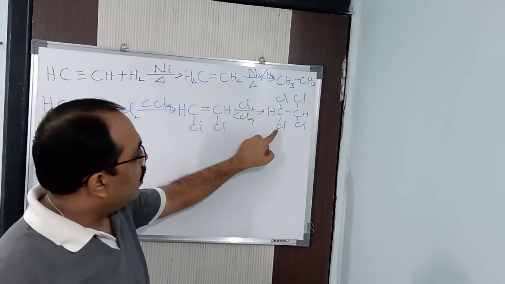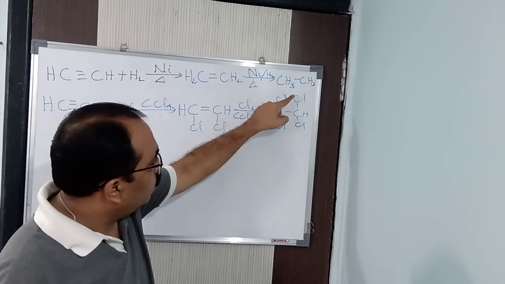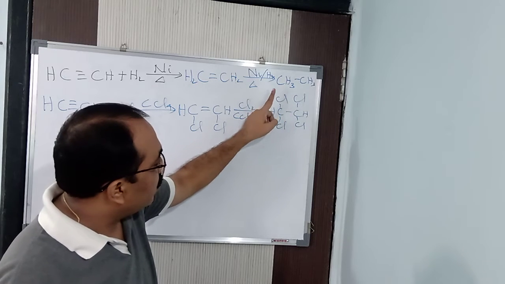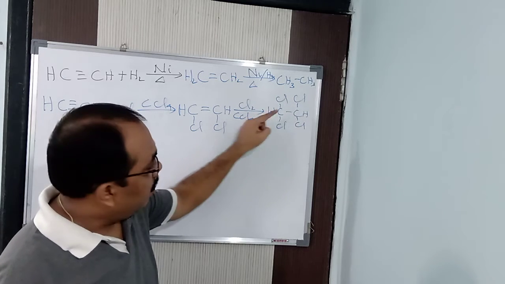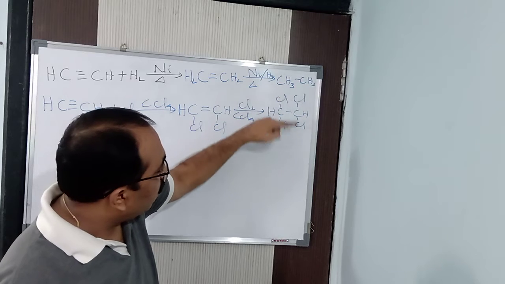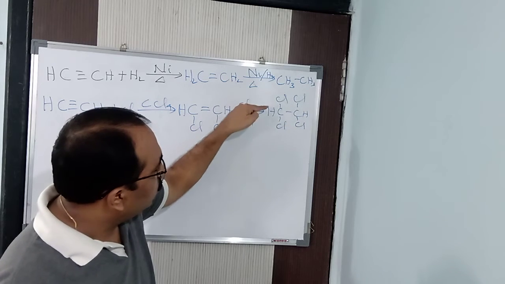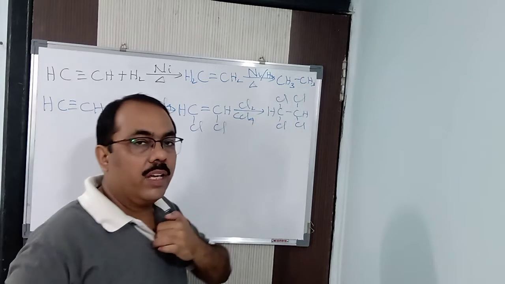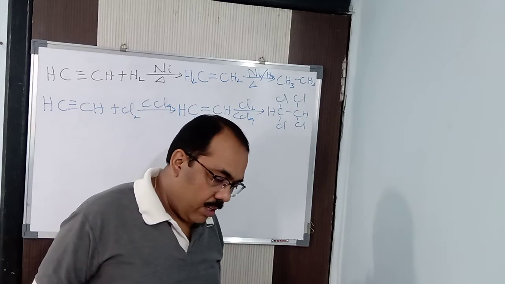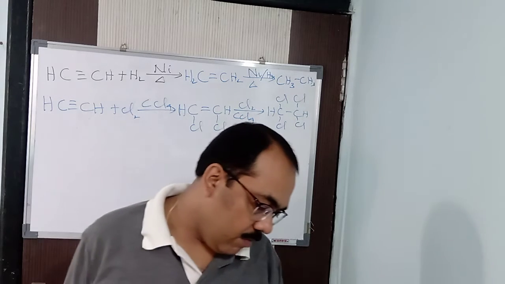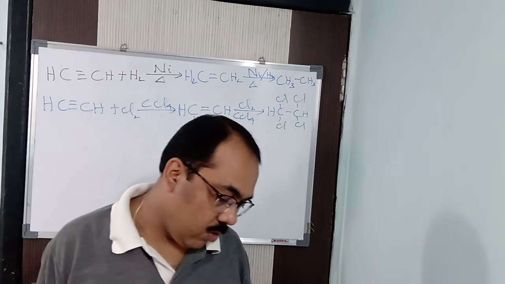Here it is 1,1,2,2 tetrachloroethane, we can say that. Clear? In this way this particular product is being formed: 1,1,2,2 tetrachloroethane.